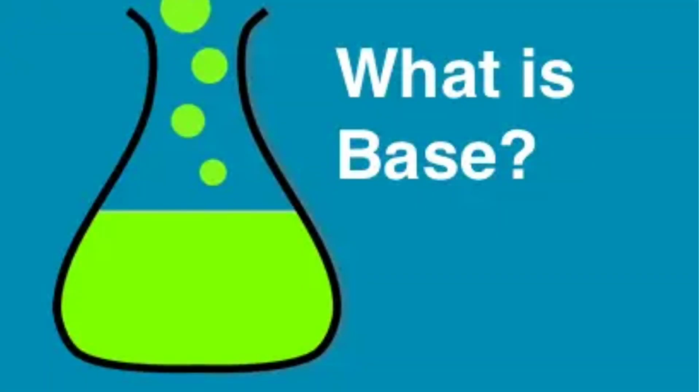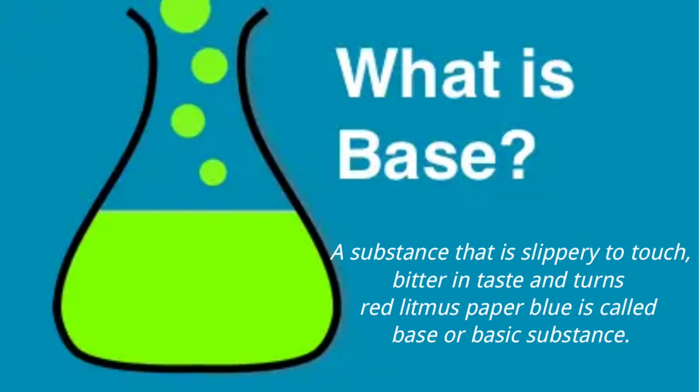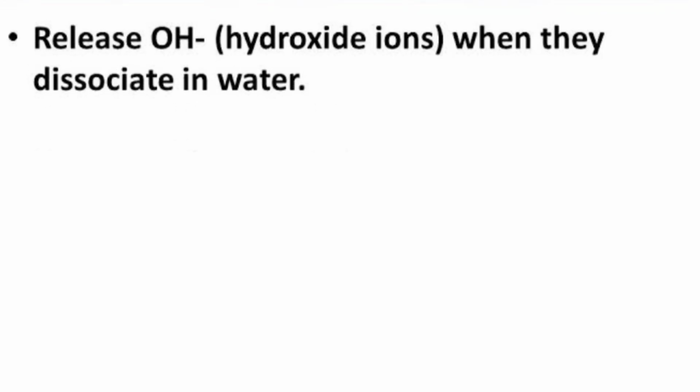The definition of base is a substance that is slippery to touch, tastes bitter and turns red litmus paper blue. Also, you should understand one very important property of base: when bases dissolve in water, they release hydroxide ions, that is OH negative.